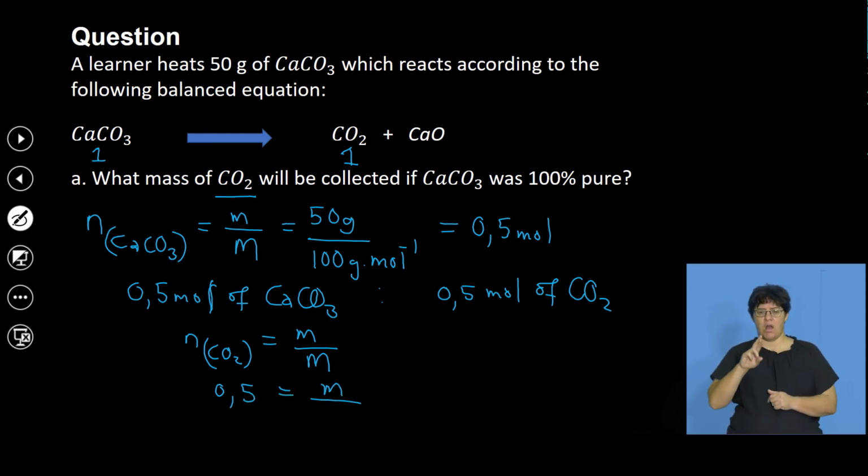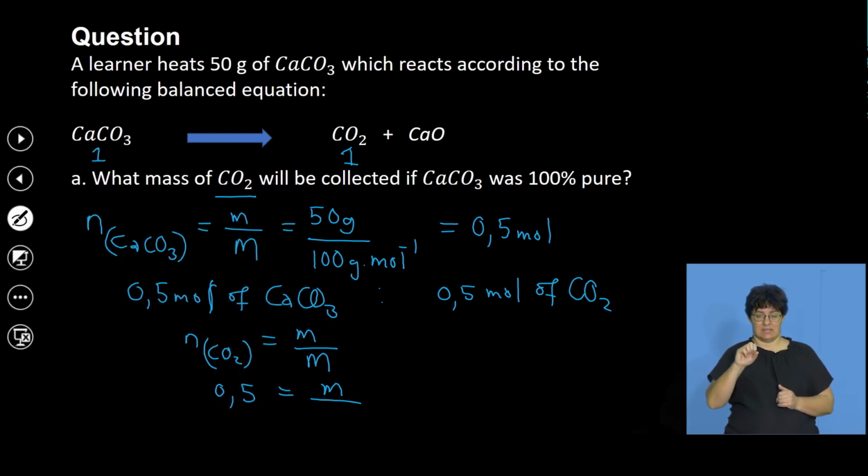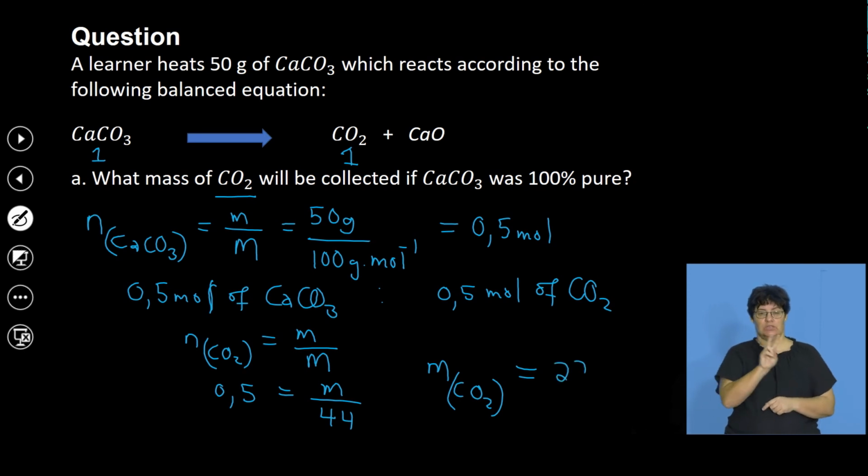But what's the molar mass of carbon dioxide? It's 12 plus 16 times 2, okay? Just to verify that, 12 is for carbon plus 16 multiplied by 2. That gives us 44, right? That's the molar mass of carbon dioxide. So the mass of carbon dioxide that will be collected, if that was 100% pure, is equal to 0.5 times 44, which is equal to 22 grams, right? So this is what the question demanded of us.